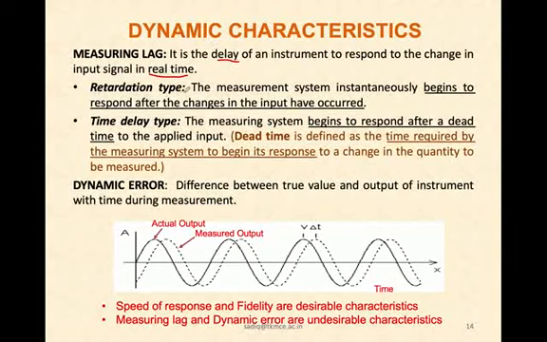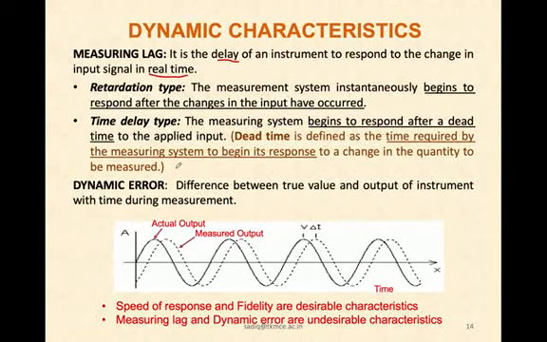We have two kinds of lag typically represented in connection with transducers. One is the retardation type of lag, where the measurement system instantaneously begins to respond only after the change in the instrument has occurred. Now there is another kind of lag called the time delay type of lag, where the measuring system begins to respond after a dead time to the applied input. Dead time is the time required by the instrument to begin its response to a change in the quantity to be measured.